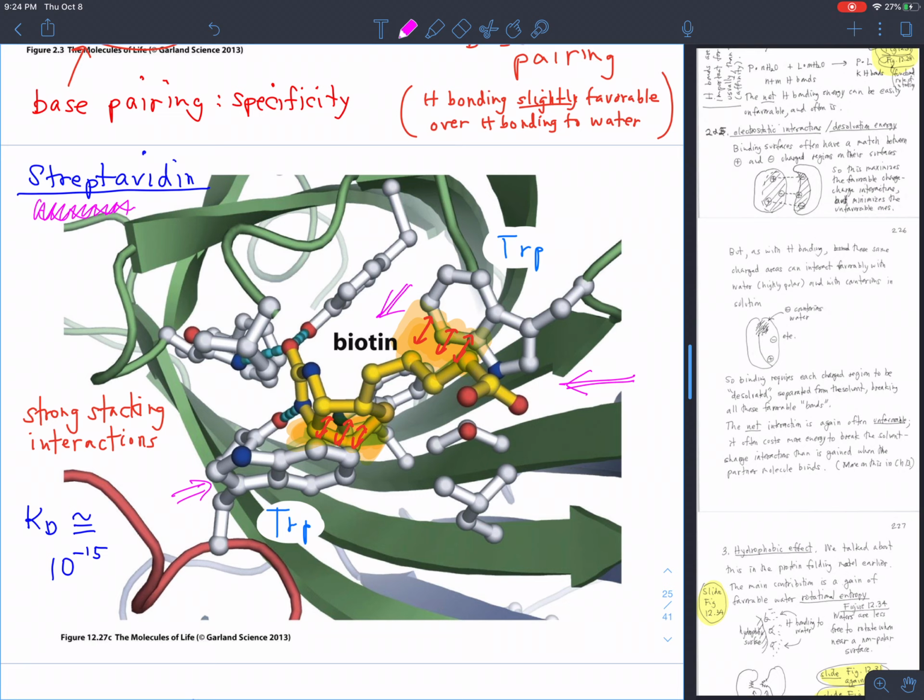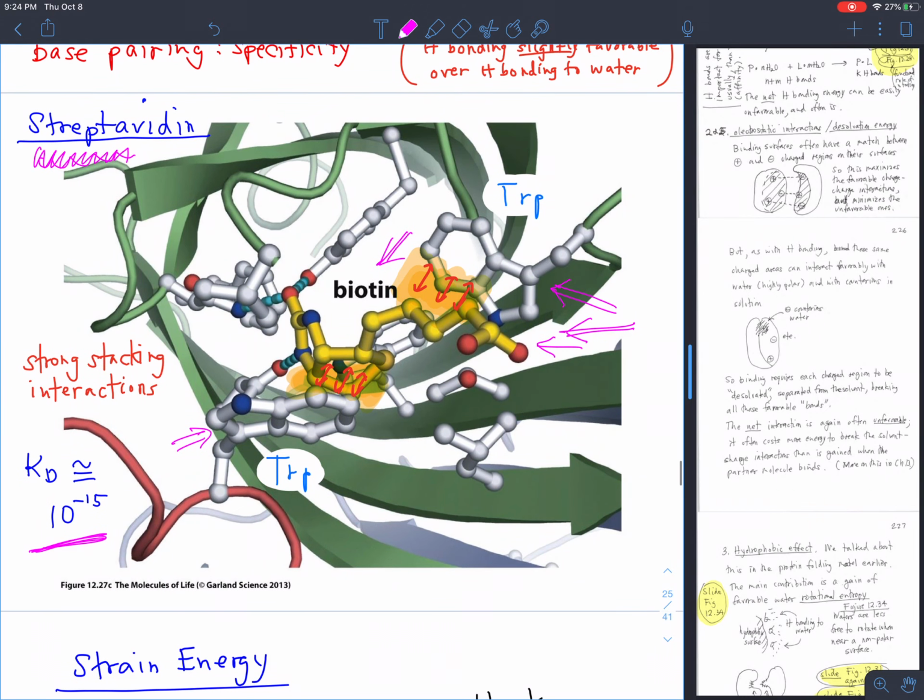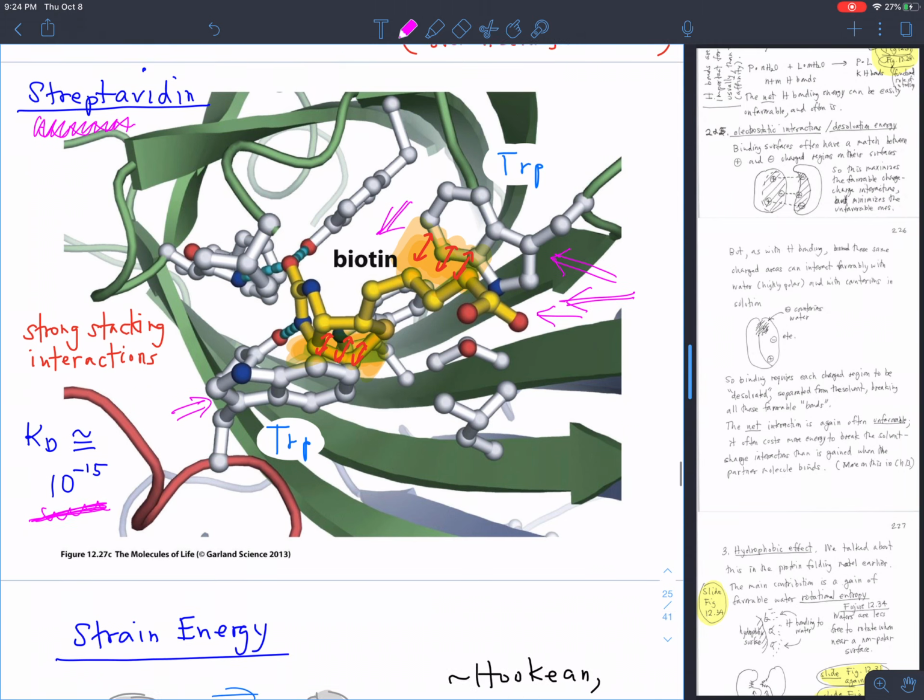And the main contribution to the binding is stacking between these aromatic tryptophan residues and the hydrophobic parts of the biotin molecule. So this is another case where nonpolar stacking interactions make a big difference, a big favorable contribution to the strength of the binding. The overall KD for biotin streptavidin is about 10 to the minus 15. I've mentioned this interaction before. 10 to the minus 15 means you're in the ballpark of a covalent bond type strength. So this interaction is extremely strong.